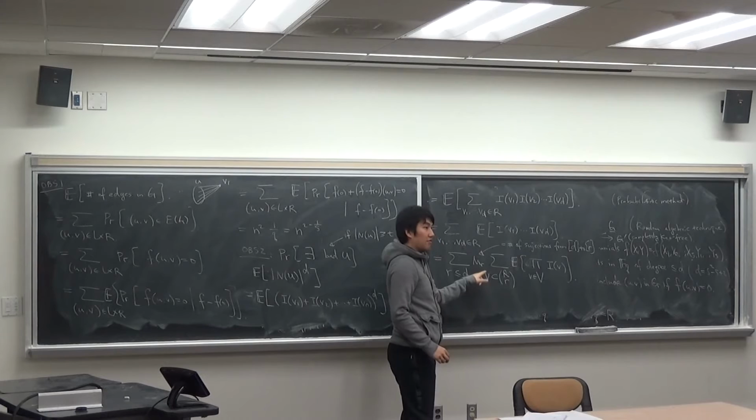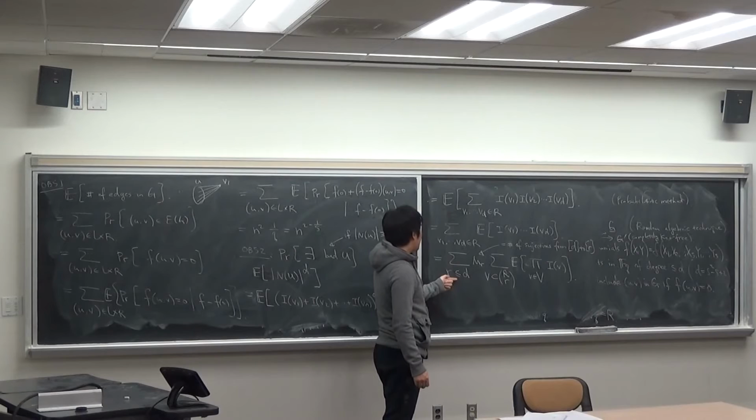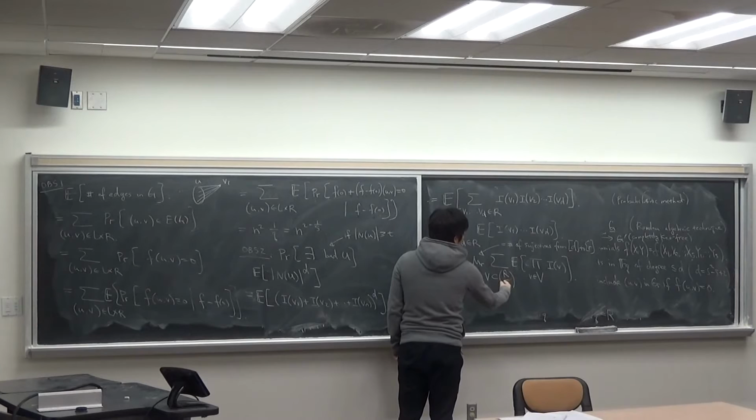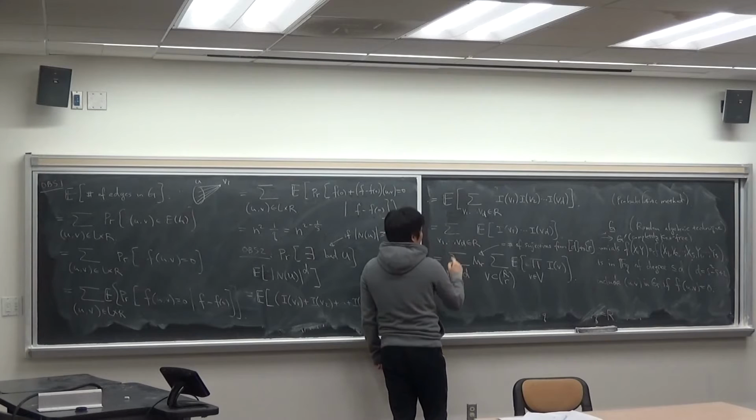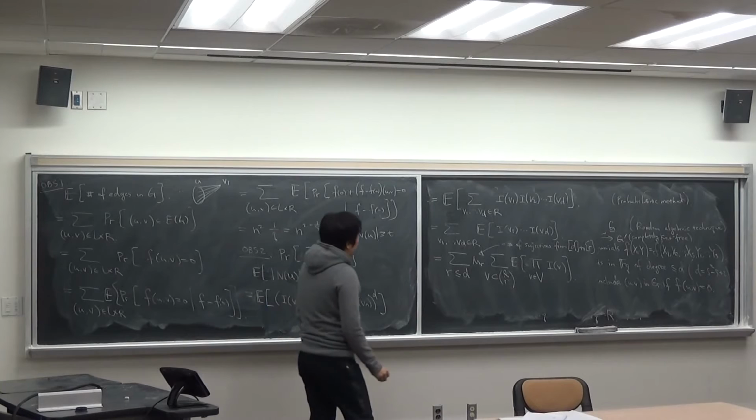So for instance, if r is equal to 1, that means all the vi's here are the same. Therefore, you choose one element from the right, and then you take the expectation, and then you multiply by the number of ways you can assign v1 through vd to this particular element, which is just 1.